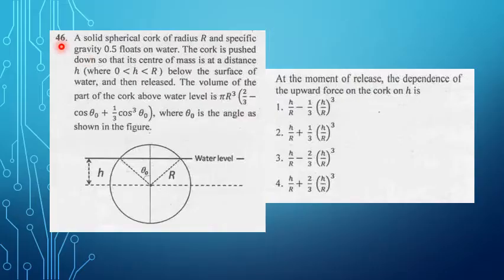Question number 46. A solid spherical cork of radius R and specific gravity 0.5 floats on water. The cork is pushed down so that its center of mass is at a distance h below the surface of the water and then released. The volume of the part of the cork above the water level is πR³(2/3 − cos θ₀ + 1/3 cos³ θ₀), where θ₀ is the angle as shown in the figure. At the moment of release, the dependence of the upward force on the cork on h is.